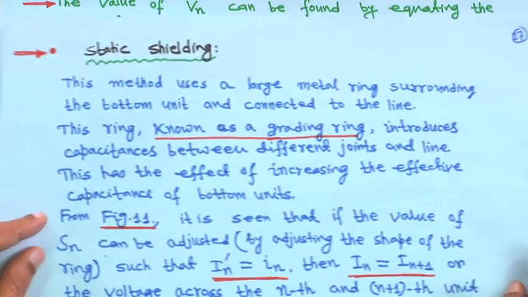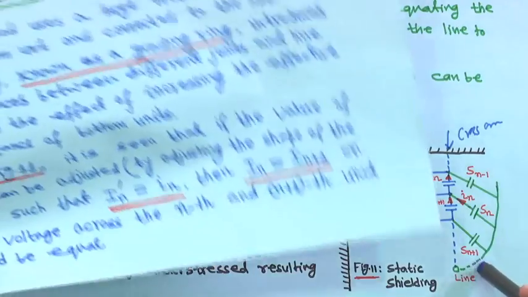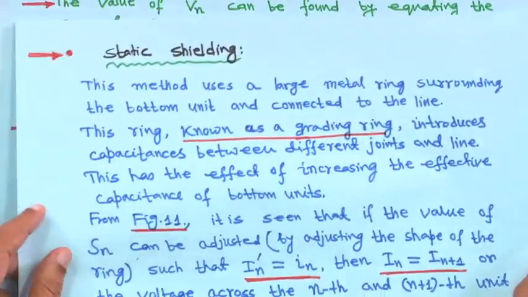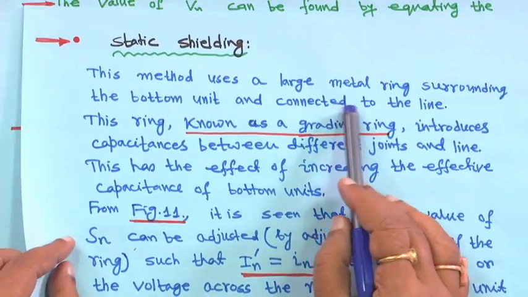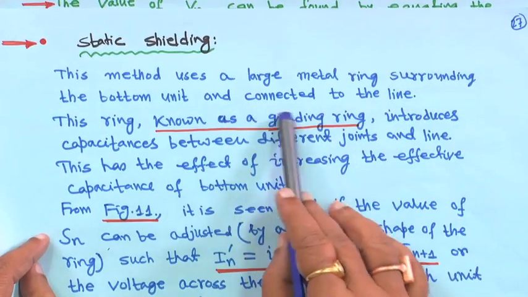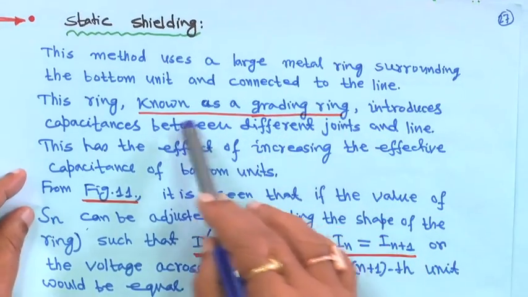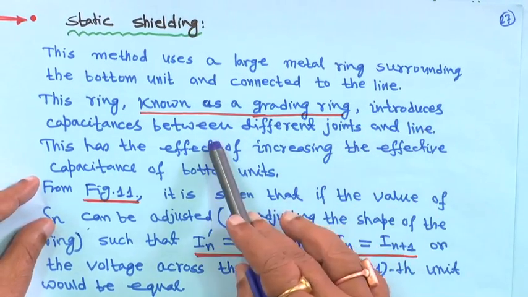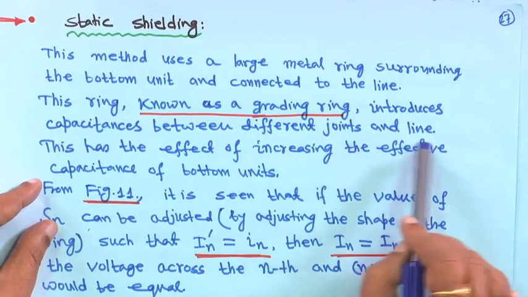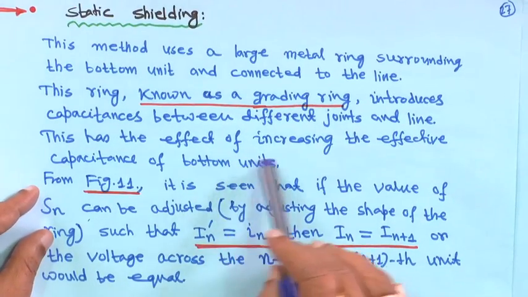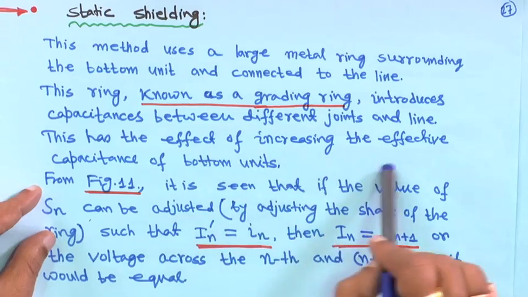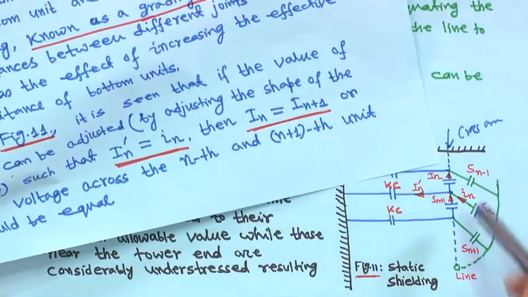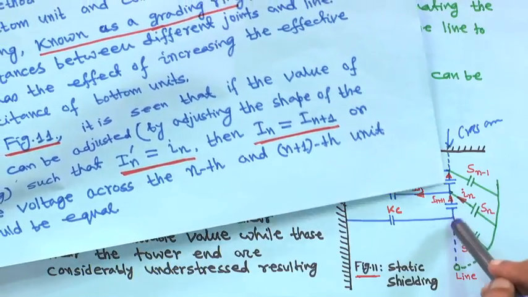If you look at the transmission tower in many places, you will observe this thing also. This is capacitance grading, you will observe this, right. That means, this method uses a large metal ring surrounding the bottom unit and connected to the line. This ring is known as a grading ring, and it introduces capacitances between different joints and the line. This has the effect of increasing the effective capacitance of the bottom units. So, it will increase the capacitance of the bottom units.